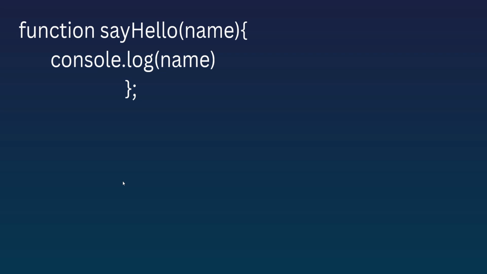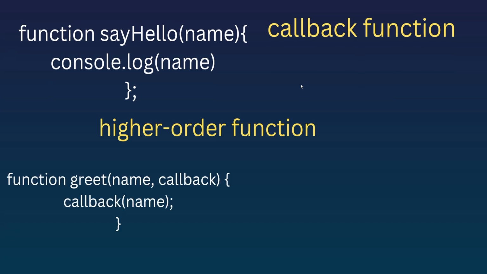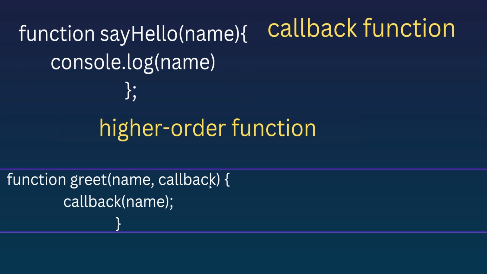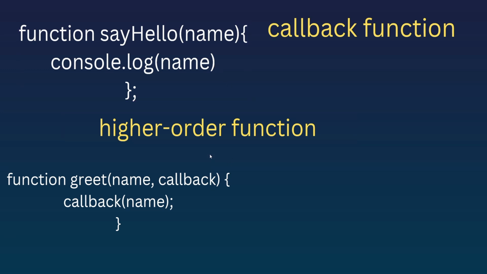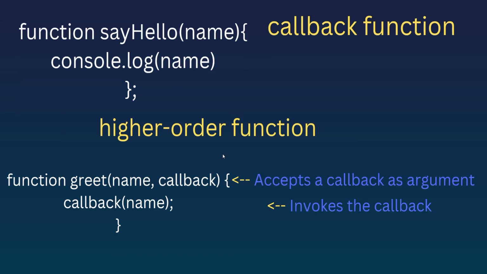So to the left here, we've got a regular function, and we'll label this as our callback function. And underneath, we've got a higher order function. Now the reason we are labeling this function as our callback function is because our higher order function is going to take this function as one of its arguments. And then this function will invoke the callback function. So as you can see, a callback function is just a normal function, can be any function that gets used as an argument for another function.